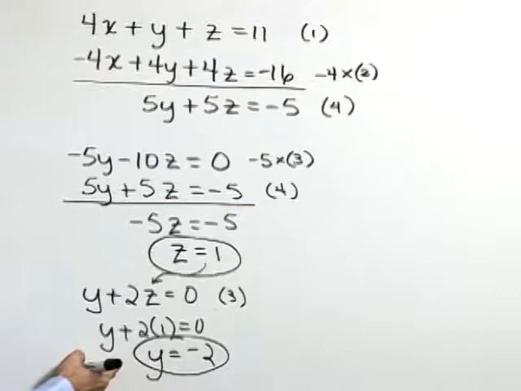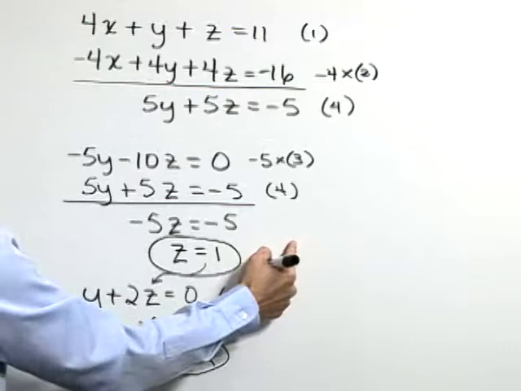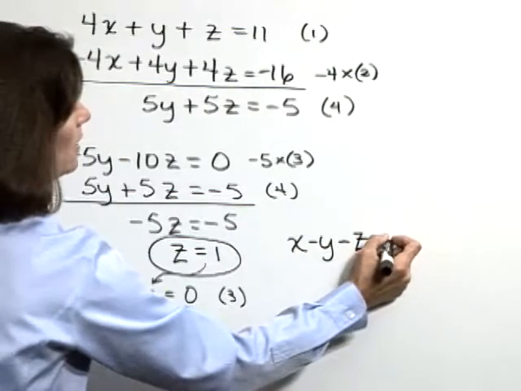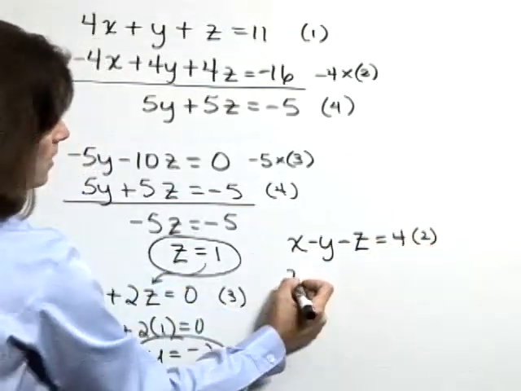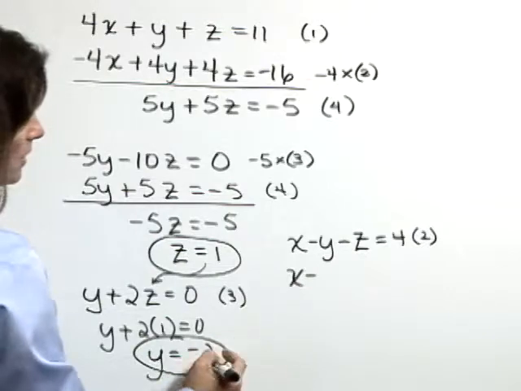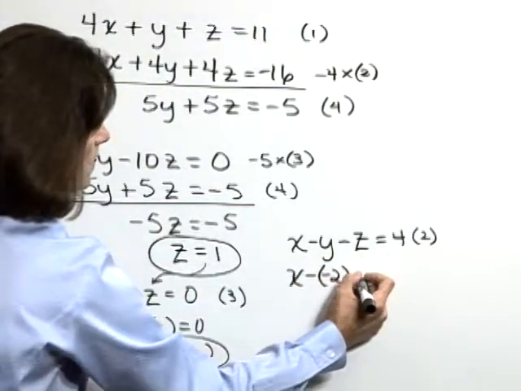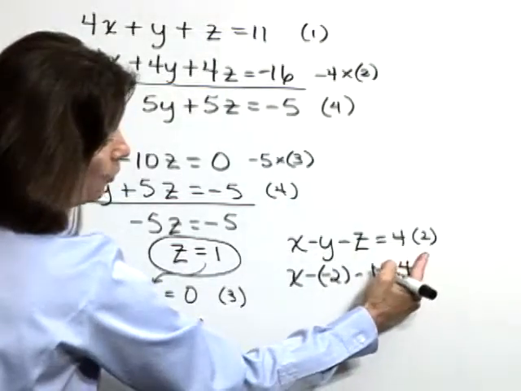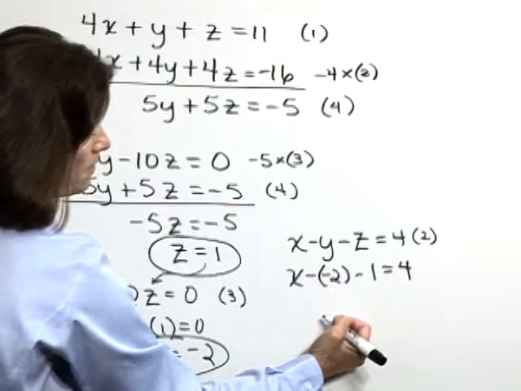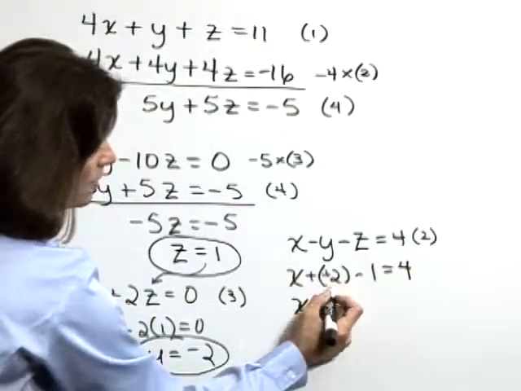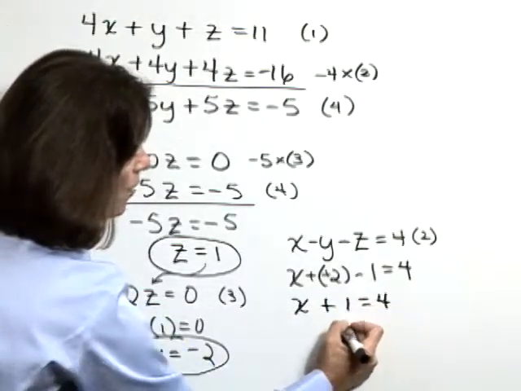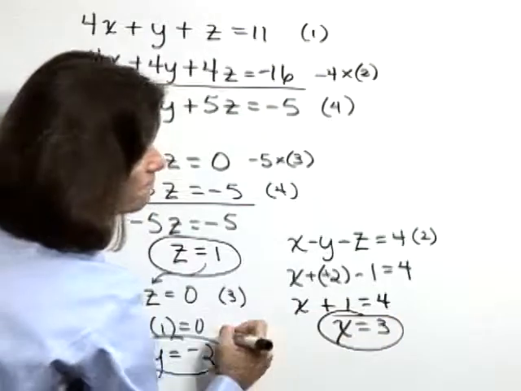And I'm going to choose equation 2 to do that. Equation 2 reads as x minus y minus z is equal to 4. So this becomes x minus, in place of y, put negative 2. In place of z, put the number 1, and that's equal to 4. This was equation number 2. So this becomes an x plus 2 minus 1. That's an x plus 1 is equal to 4, or x is equal to 3.